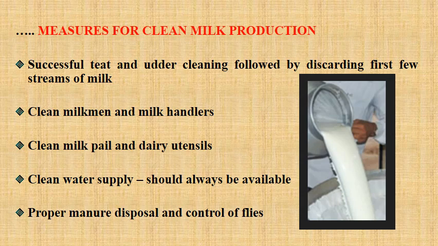Those vessels and utensils which are used for milk have to be very clean. They have to be washed daily. There should not be any deposit, and they should be sanitized with either hot water, steam or chemical sanitizers. Clean water supply, which I have already mentioned, is extremely important, as it comes in touch with the vessels and everything. So if water is dirty, there will be microbial contamination of the milk.